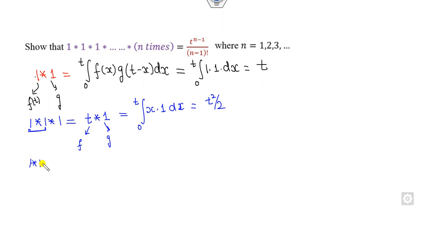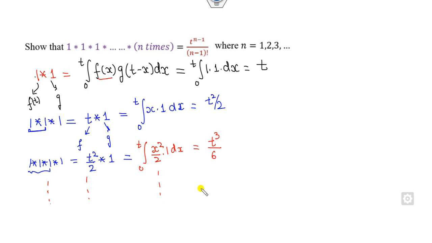Similarly, if I continue with the fourth operator, what is the answer of the first three? That is t square over 2 star 1. So what is the answer of this? It's the integral from 0 to t, f of x is x square over 2 into 1. So what is the answer? x cube over 3, so 3 into 2 is 6, and so on. Fine, so you can extend them.